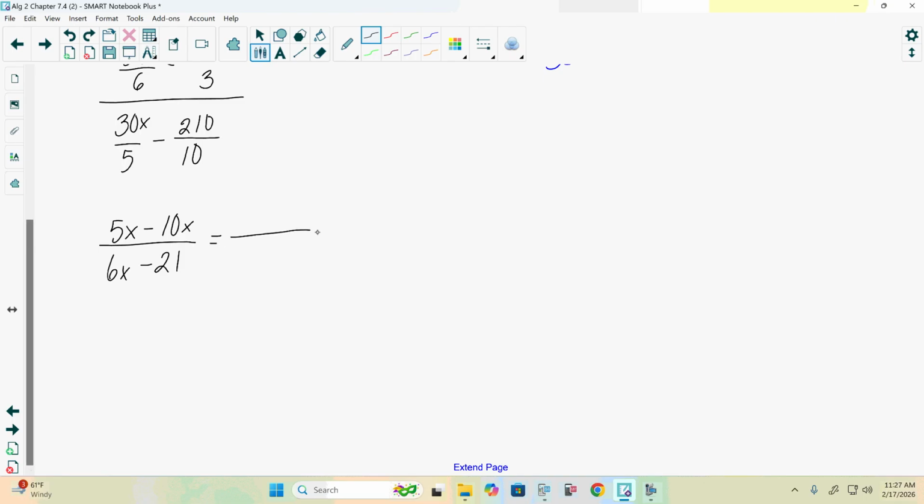Now, the numerators do have a like term. The 5x and 10x are like terms. So 5x minus 10x is going to be negative 5x. The denominator has a greatest common factor of 3. So when we factor it out, we get to this point here, and that is as simplified as it gets. We'll finish this tomorrow.